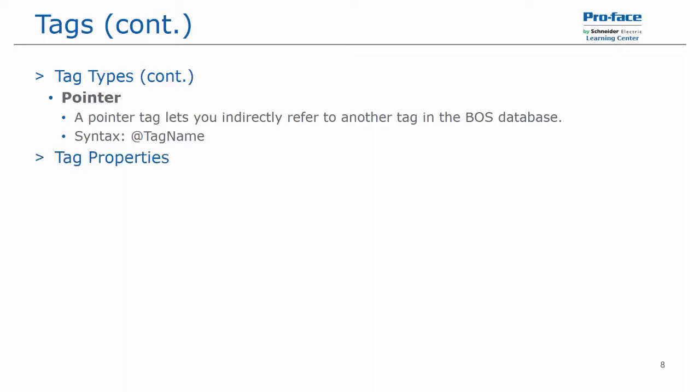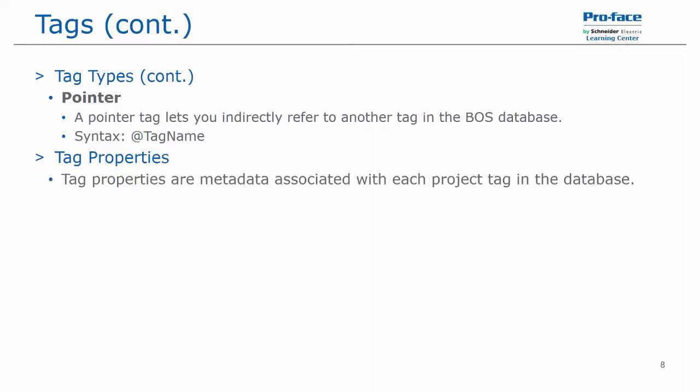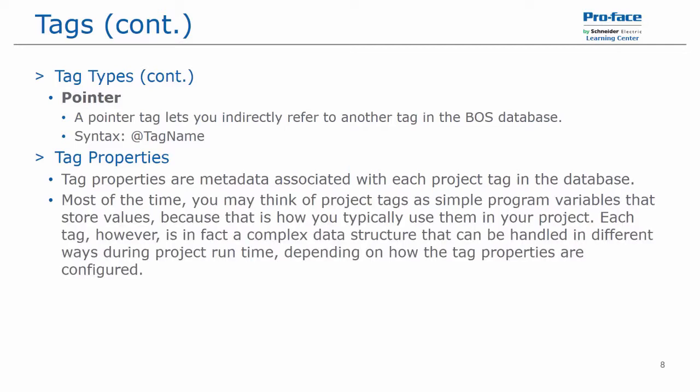And then we get into the tag properties. And as I mentioned before, these are pieces of metadata that are associated with each project tag in the database. Most of the time, you may think of these project tags as simple program variables, kind of like in GP Pro EX with symbol variables. However, not only do they store values, but they have much more information that they are able to collect and display and use for whatever processes you see fit.